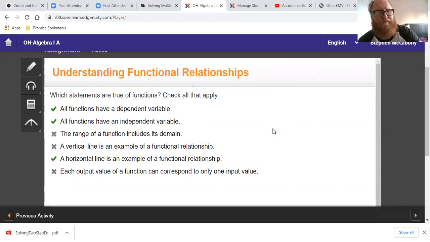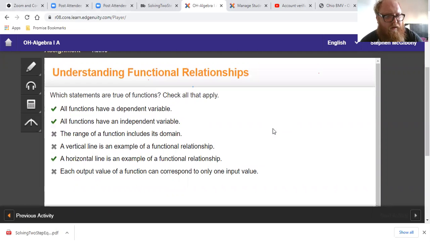All right, check all that apply. All functions have a dependent variable. That is true. All functions have an independent variable. That is true. The range of a function includes its domain. No, that doesn't make sense. The domain is the X values and range is the Y values. There's no intersection of those terms.